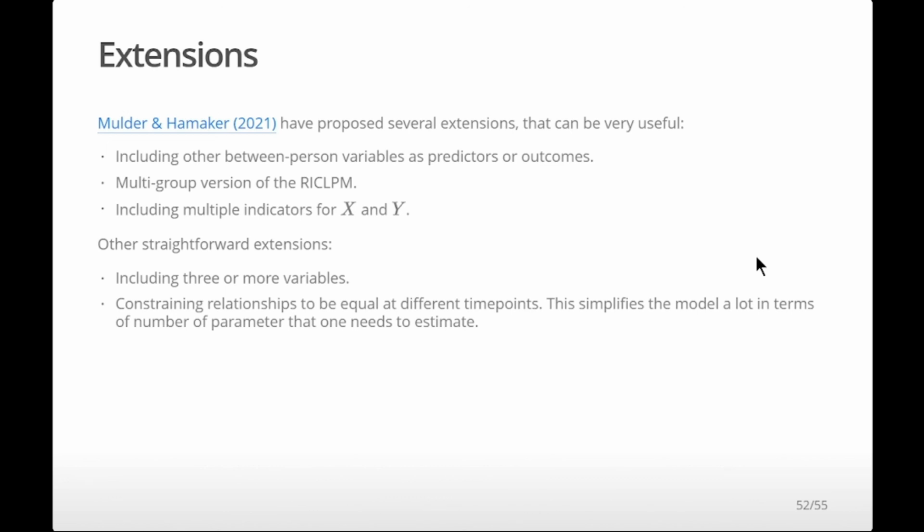Then, other things: you can include three or more variables. In our case we have six, seven, something. So you can imagine all this programming gets multiplied a lot, but it's nothing complicated conceptually, you just need to copy paste things and not make too many mistakes. And you can also constrain relationships to be equal at different time points. I think this is very important, because it simplifies the model hugely if you have many observations over time.